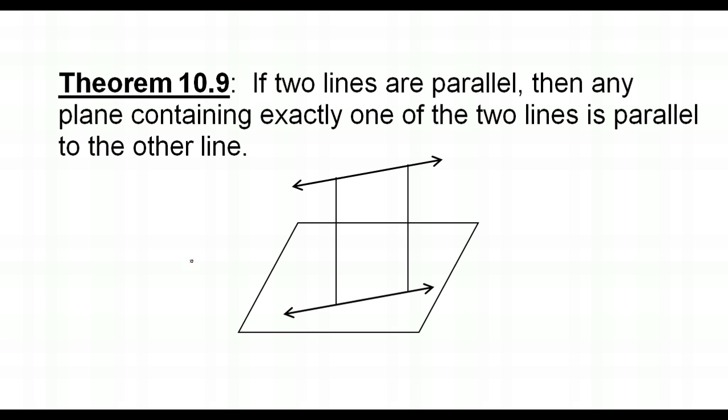Alright, here's theorem 10.9. Here we've got two lines that are parallel, the ones with arrows here. If a plane containing one of them is represented here in this picture, then what's got to be true is the plane that contains one of these two lines is parallel to the other. That means these two vertical lines here are just trying to show that those two lines are parallel.